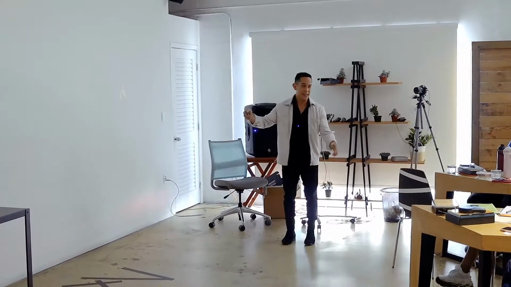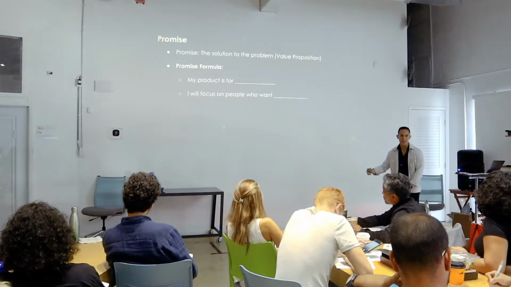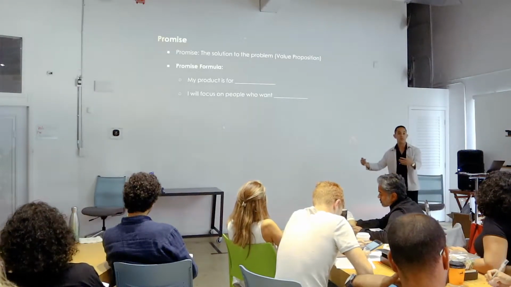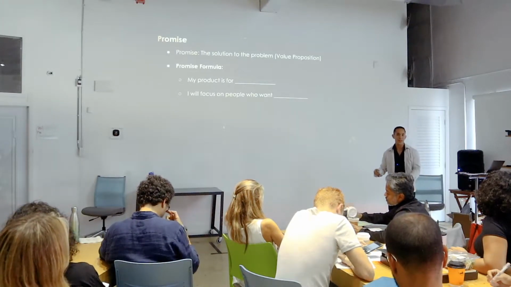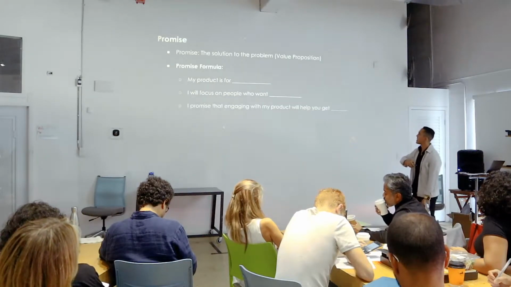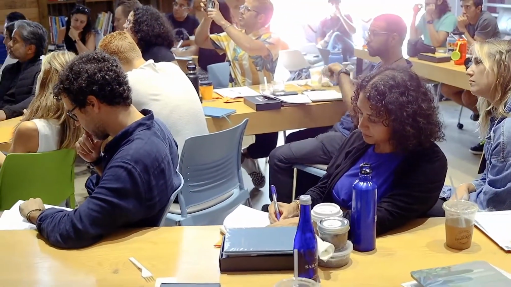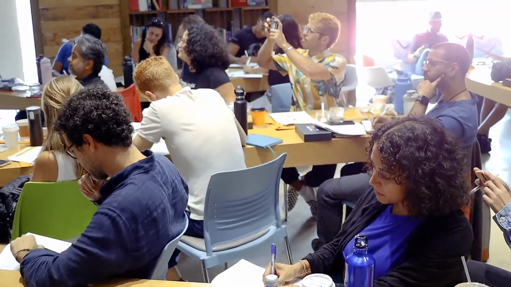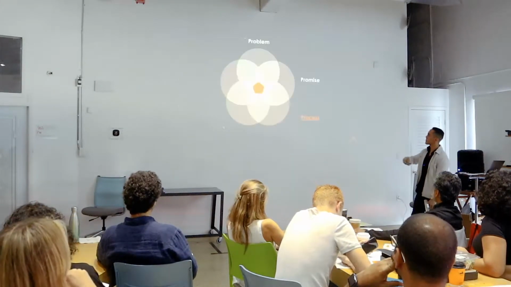Okay. And this is for you. So the first thing is my product is for this person. Okay. So we started with the who, right? And then I will focus on people who want X. So maybe my product is for busy professionals, right? I will focus on people who want to have more energy throughout the day. Maybe that's a problem that they have, right? And then I promise that engaging with my product will help these people have more energy throughout the day. Let's say we're creating a product on having more energy or tapping into your energy levels naturally.